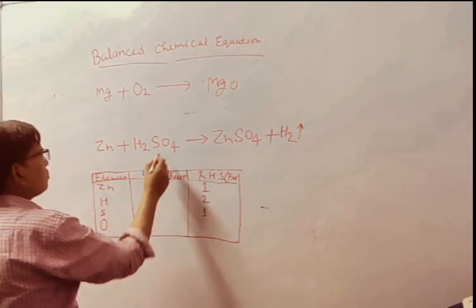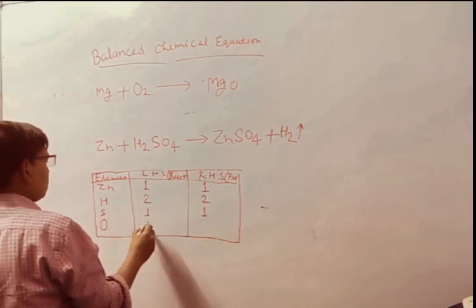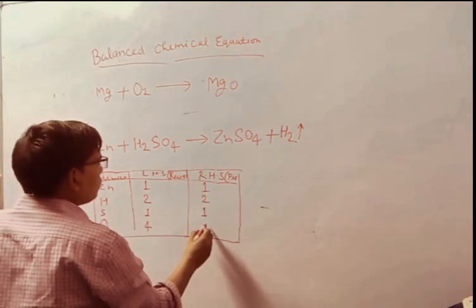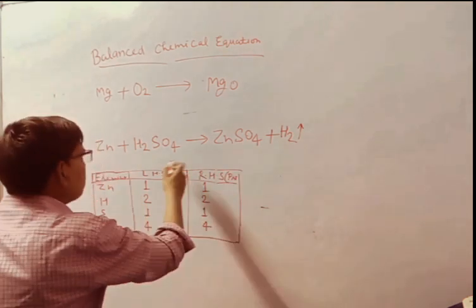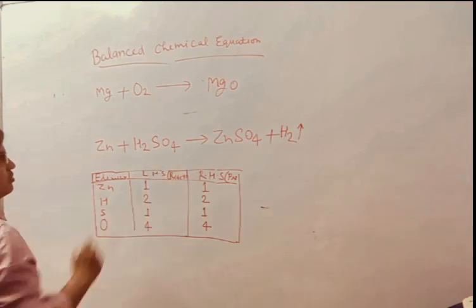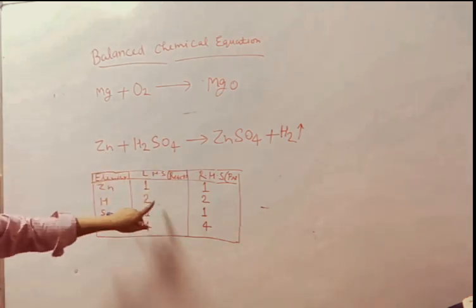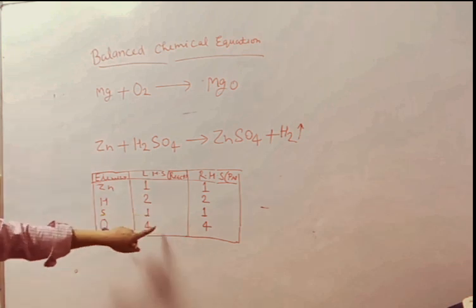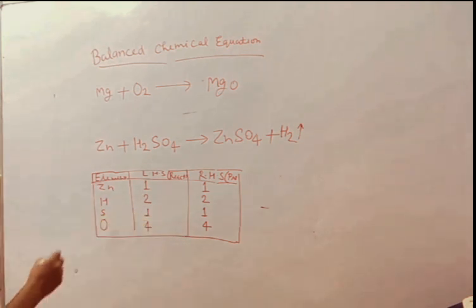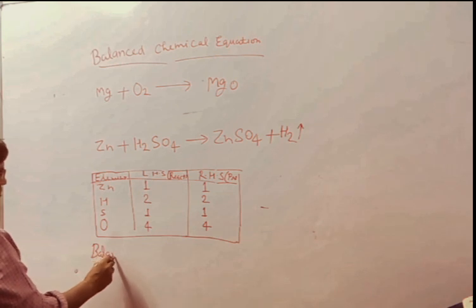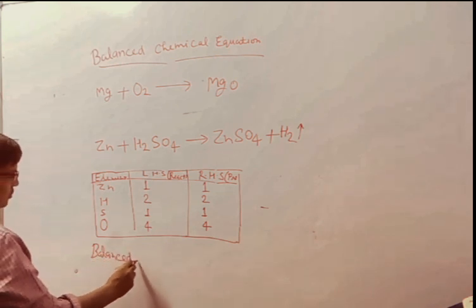And if we take the oxygen, it is 4 on the left hand side, and on the right hand side it is also 4. This means the given equation is already balanced. If we compare both sides, the numbers are similar, so we can say this equation is balanced, because both sides of the equation are already balanced.